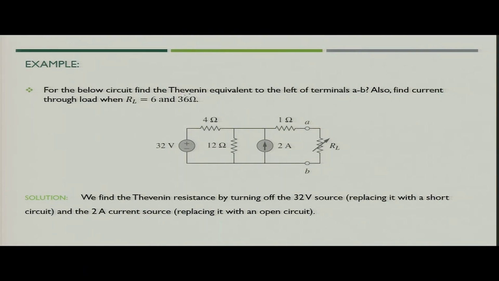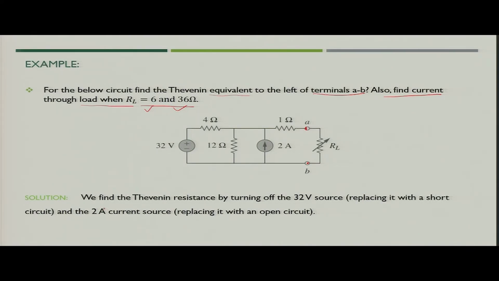Now, you see there is a circuit given in this figure. We need to find the Thevenin equivalent to the left of terminal AB. So, these are the terminals AB, and we have to find the current through the load when RL is equal to either 6 ohm or 36 ohm. This is the variable load, it will keep on changing. So, you need to find the value of current through the load under various loading conditions. For this particular case, we are considering two different loading conditions where RL is 6 ohm and 36 ohm.